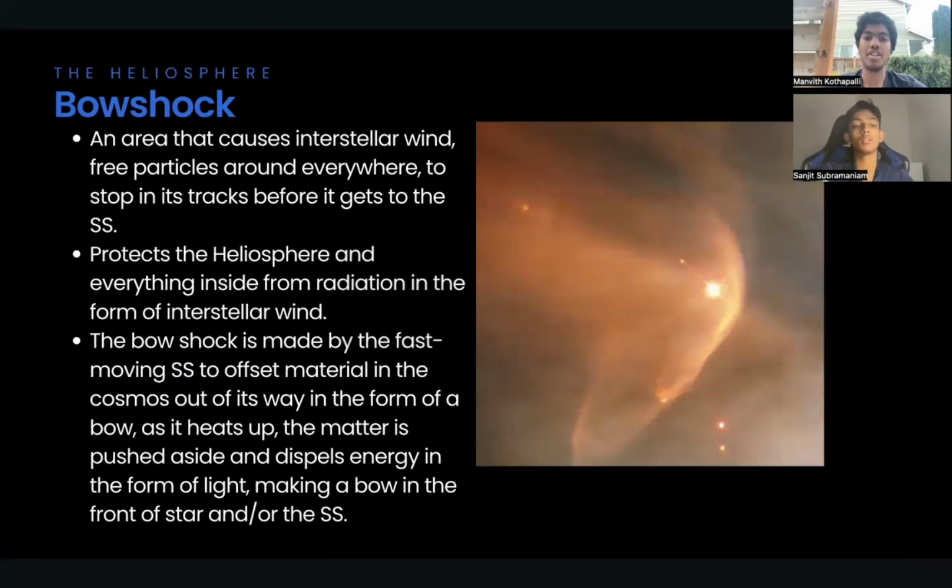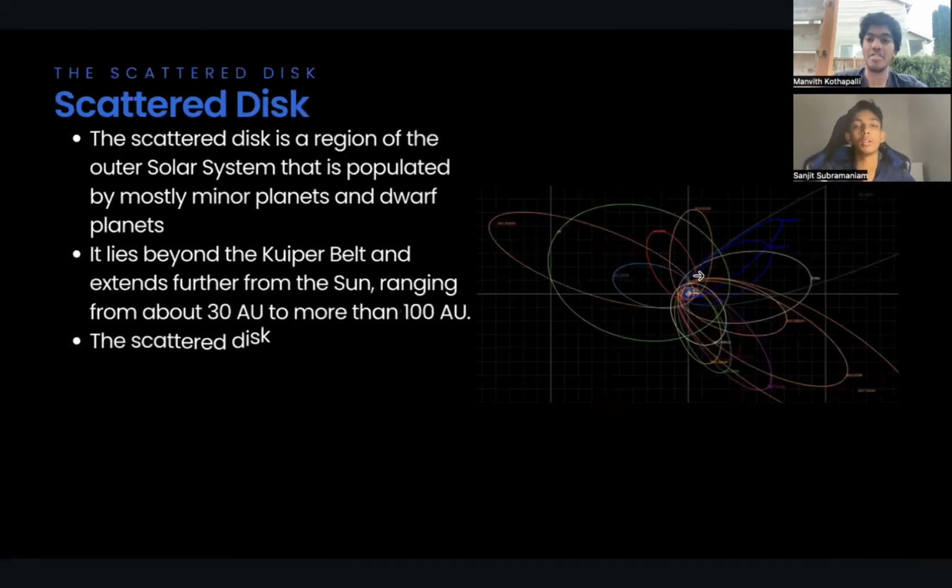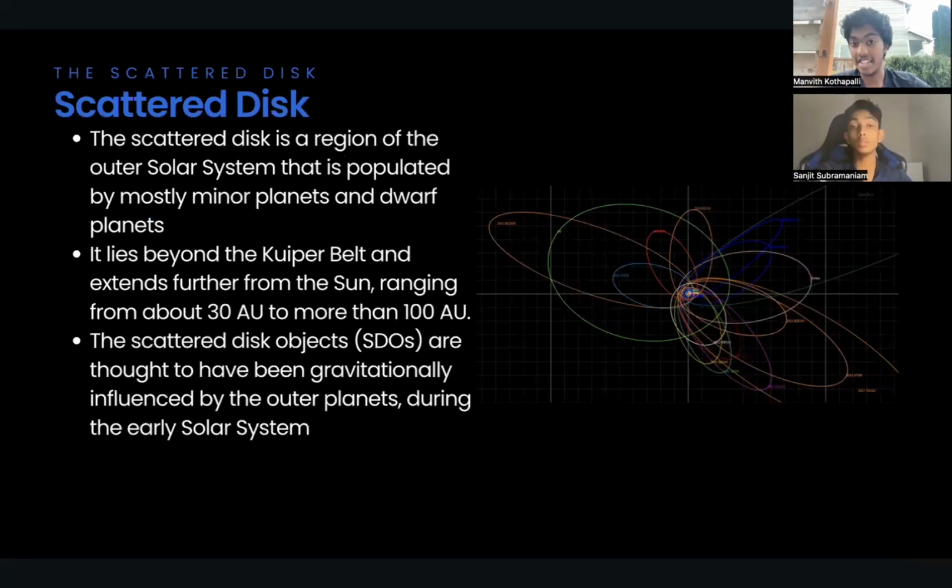As it heats up, the matter is pushed aside and dispels energy in the form of light, making a bow in front of stars. So this is a bow shock. It's kind of like a bow, like an arch. So yeah. Now let's talk about the next region of the solar system, the scattered disk.